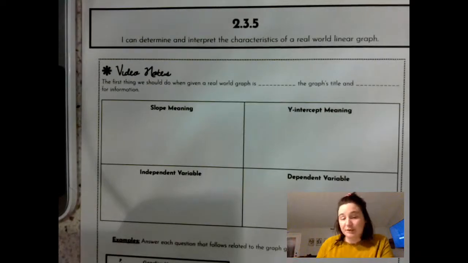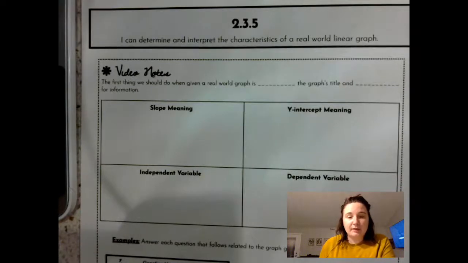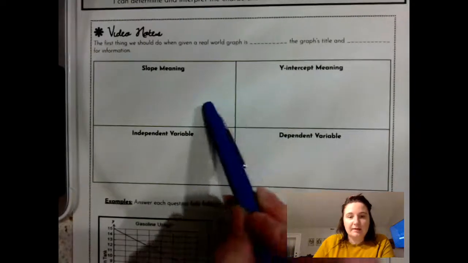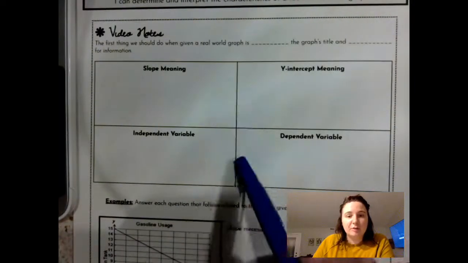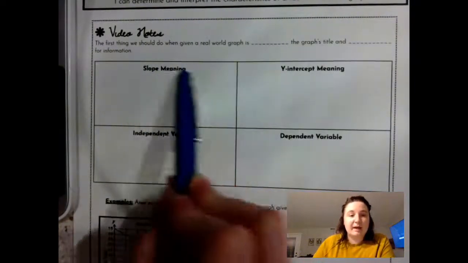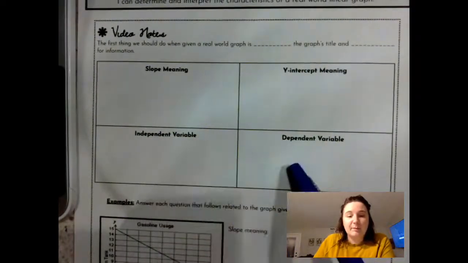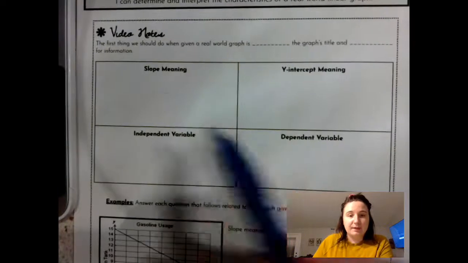So this is on page 15 in our packets, but if you don't have the packet, it would be helpful to pause the video now and make this chart in a notebook so that you have a spot for slope, a spot for y-intercept, a spot for independent variable, and dependent. That'll be helpful.